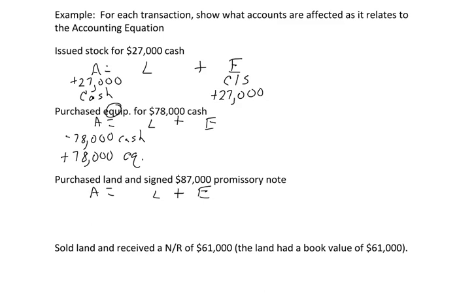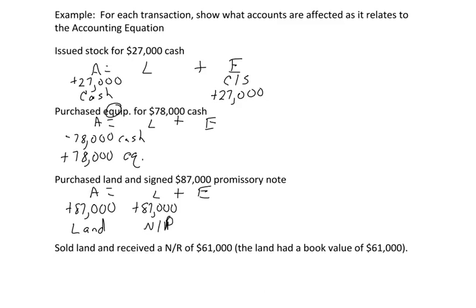For this one, we purchased land, so we increase our assets by 87,000, and the account would be land. On the liability side, we're increasing our liabilities through note payable. So liabilities go up.